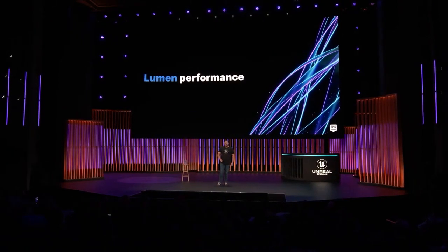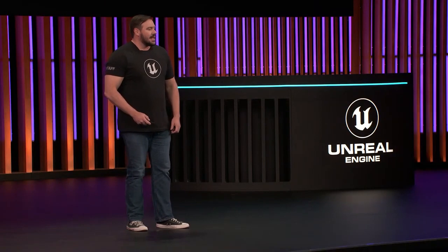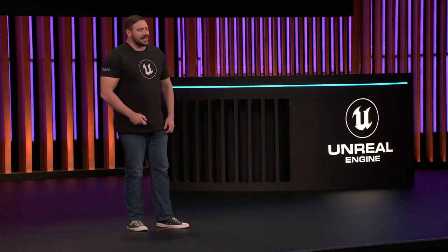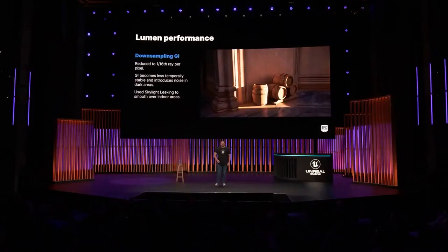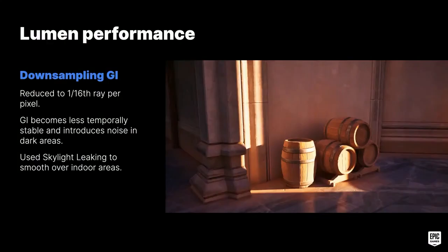Now let's talk a bit about what we had to do for performance to meet our 4 millisecond budget. As I mentioned before, Lumen GI scales quality down for 60 Hz by heavily downsampling, down to 1/16 of a ray per pixel. This tends to be less temporally stable and can introduce noise in darker areas. Paul showed us earlier how skylight leaking was added to help illuminate darker areas. This also served to help hide GI noise in dark indoor locations.